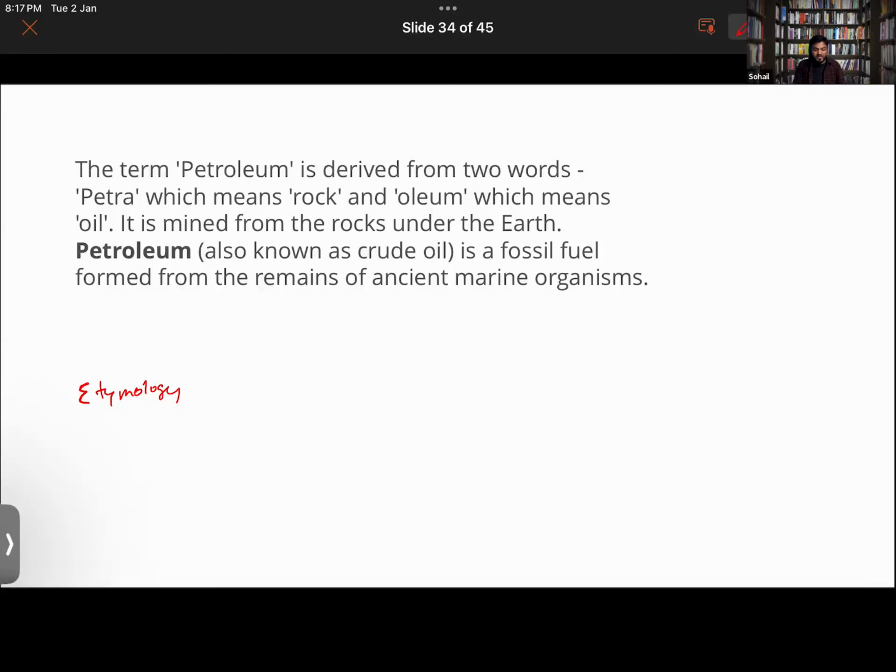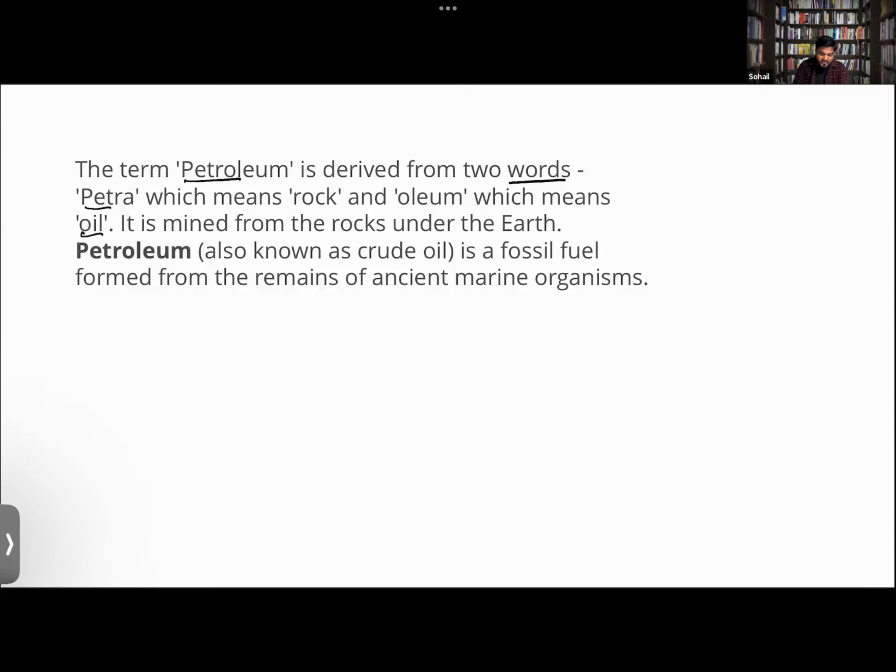So what is etymology basically? I was talking about etymology right now. Basically, it is the study of how words came into origin, how the words came into existence. What is the history of any word? Like you might have heard that this is a Greek word, this is a Latin word. So basically that is what etymology is about. Anyways, come back to the concept that petroleum was derived from two words. One is petra, another one was oil. Okay.